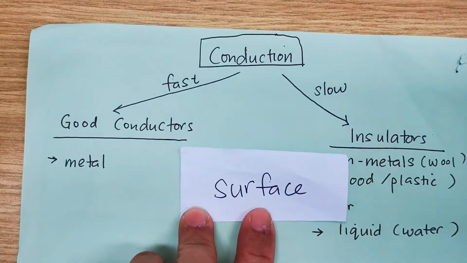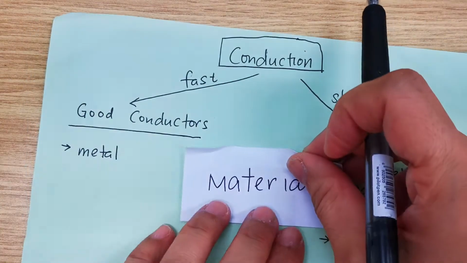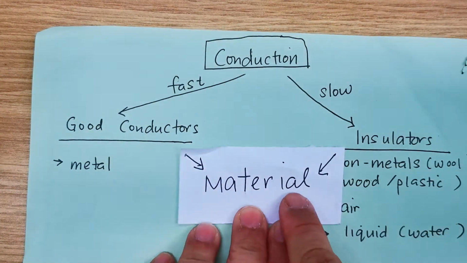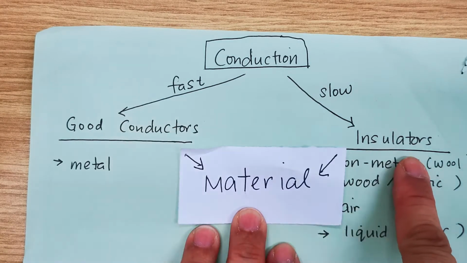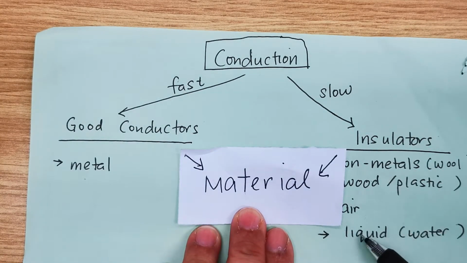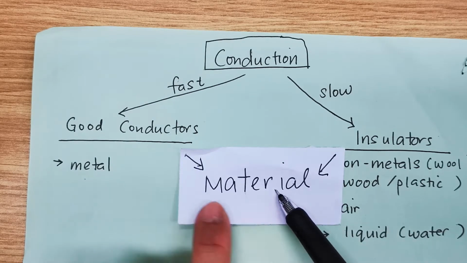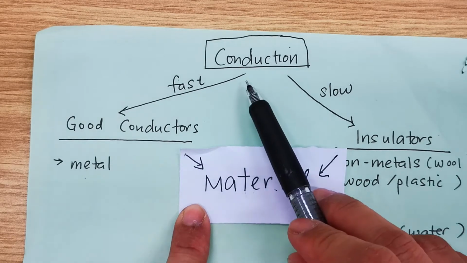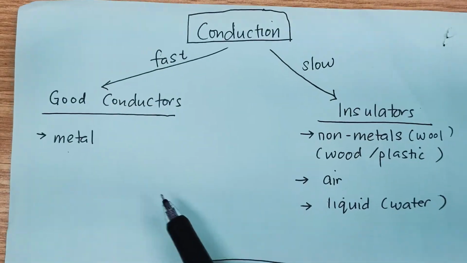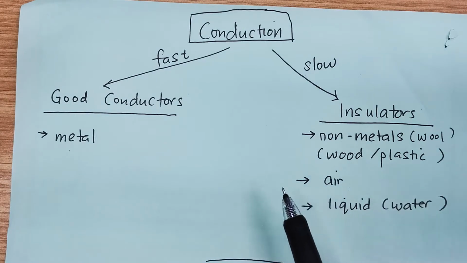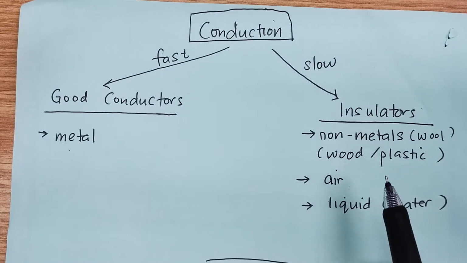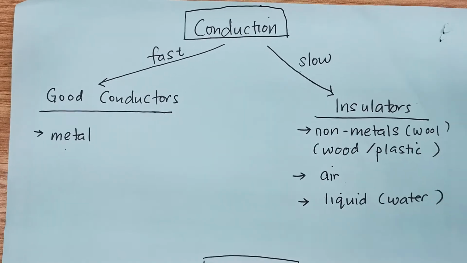So the key thing I want you to remember is that whether it is a conductor or insulator, we look at the material. The material will decide whether it is a conductor or an insulator. So metal is a material, right? Wool, plastic, gas, liquid, these are all different materials. So the material will decide whether it is a good or poor conductor. Over here, you will not see anything to do with colors. You will not see anything to do with texture because those will not affect how fast conduction takes place.